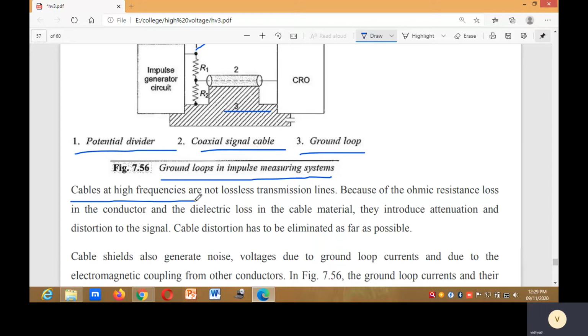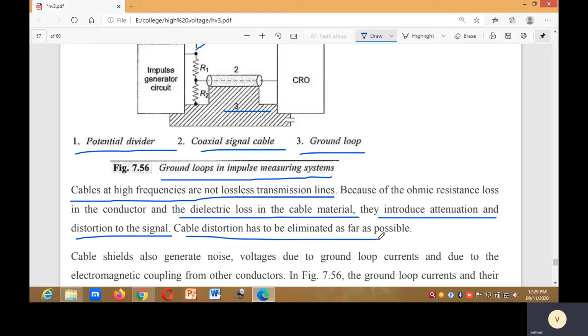Cables at higher frequencies are not lossless transmission lines. Because of the ohmic resistance loss in the conductor and the dielectric loss in the cable material, they introduce attenuation and distortion to the signal. Cable distortion has to be eliminated as far as possible.